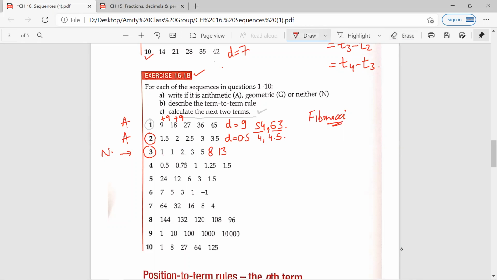Okay. Question number 4, Soumyaji. Question number 4 is an arithmetic progression, and the difference is 0.25, and the next two terms are 1.75 and 2. Okay. Shabash. Sanvi, question number 5.